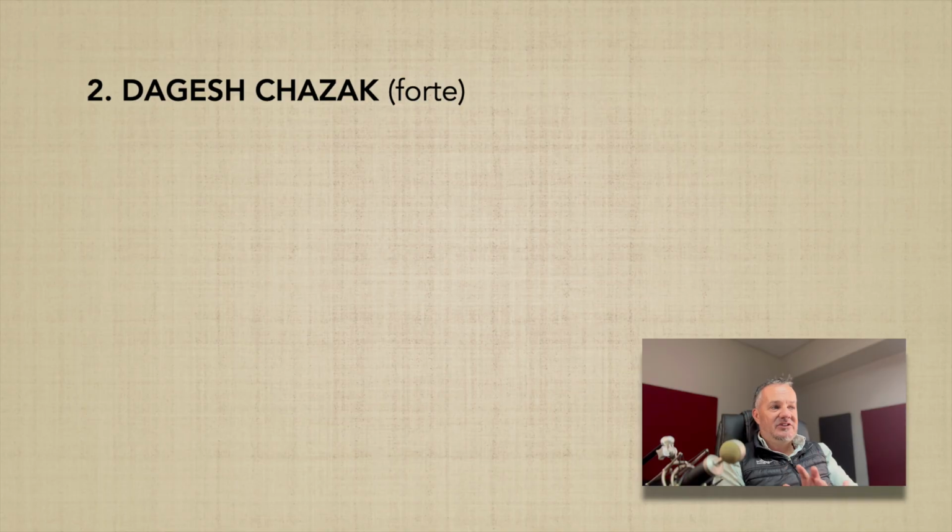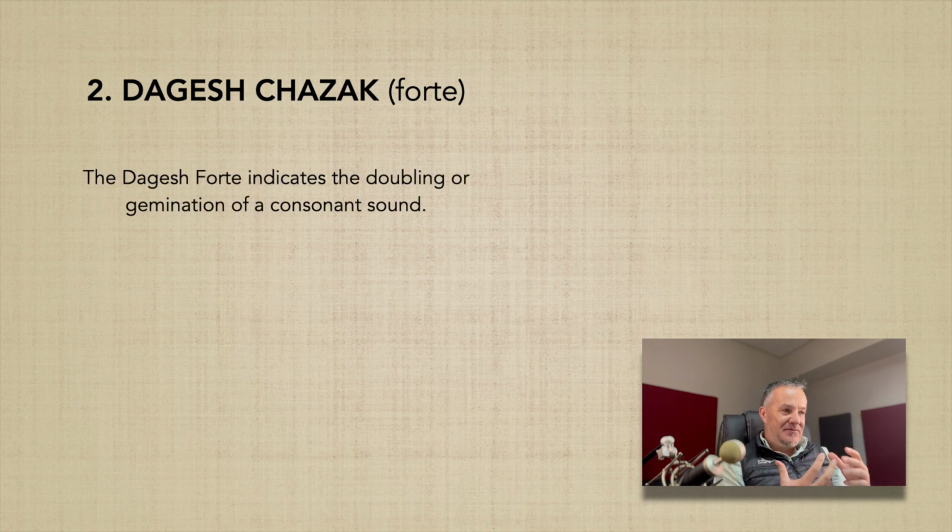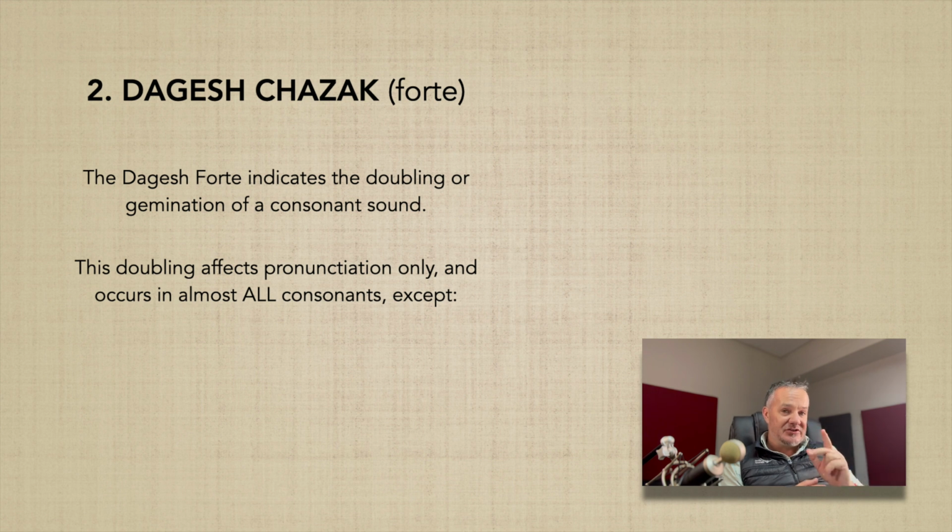Next up is the Dagesh CHAZAK. Now, this is also known as a Dagesh Forte, and this is a doubling of Hebrew letters. And you find this very often in Hebrew words, and we'll look at 1 or 2 examples now. In almost any letter, you can have a Dagesh in the middle of the letter, and this would double the pronunciation of that particular consonant.